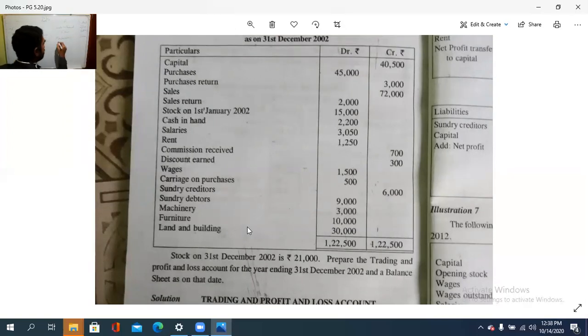Then furniture, 10,000. Then land and building, how much? 30,000. So take the total. 40, 43, 43 plus 9, 51, 51 plus 2, how much? 51,000 plus 2,000, 53,200. Once again, yes, closing stock, one item is to be added, 21,000. Isn't it? Closing stock 21,000. Then take the total.